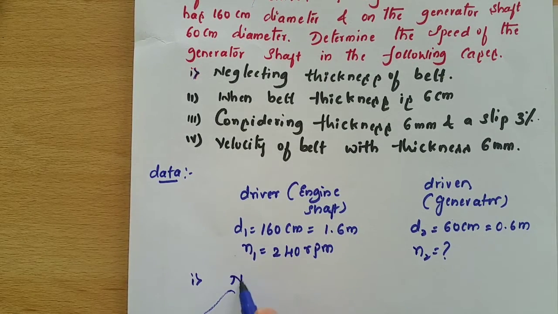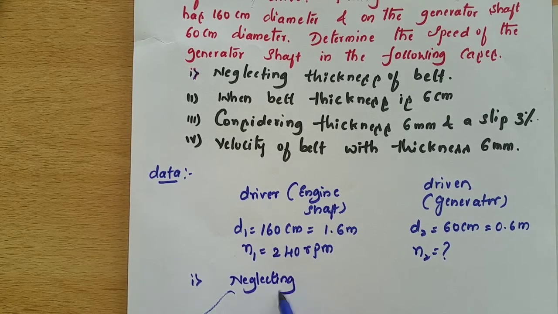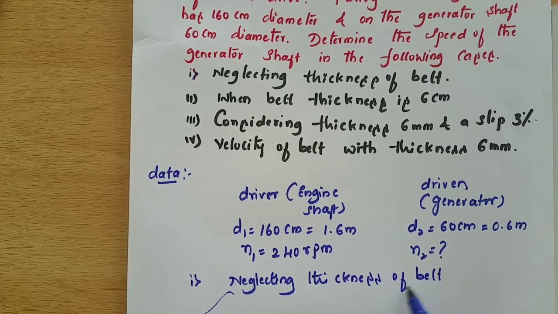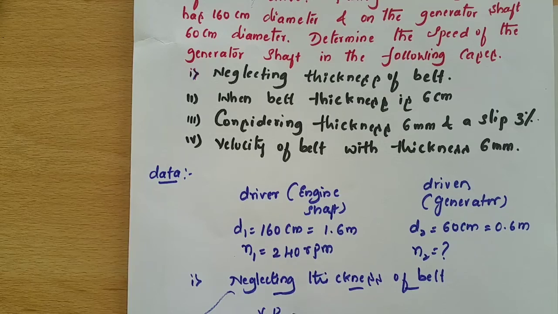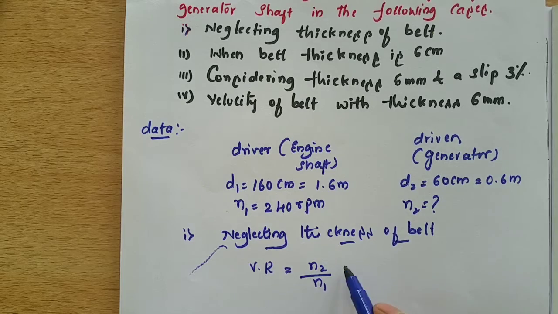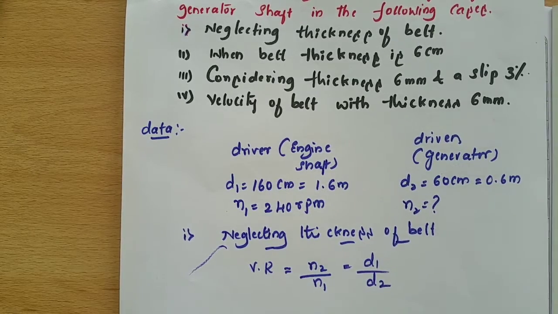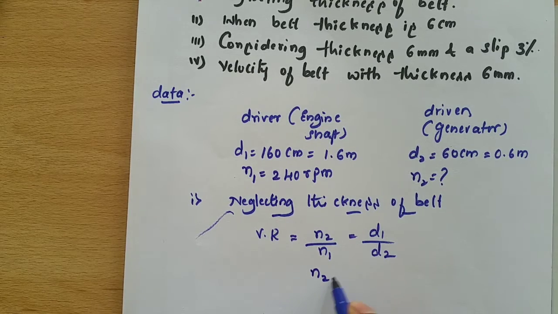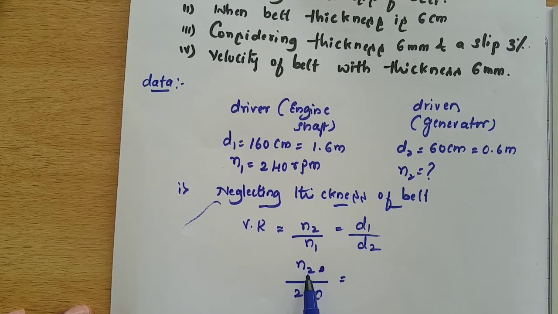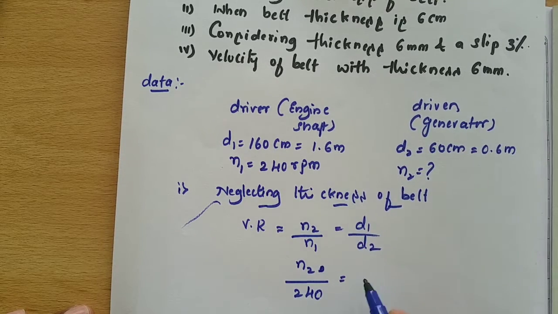neglecting the thickness of the belt. By neglecting the thickness of the belt, the velocity ratio is given by N2 by N1 is equal to D1 by D2. N2 is unknown, that is what we have to find here. N1 is 240 rpm, D1 is 1.6 meter, and D2 is 0.6 meter here.